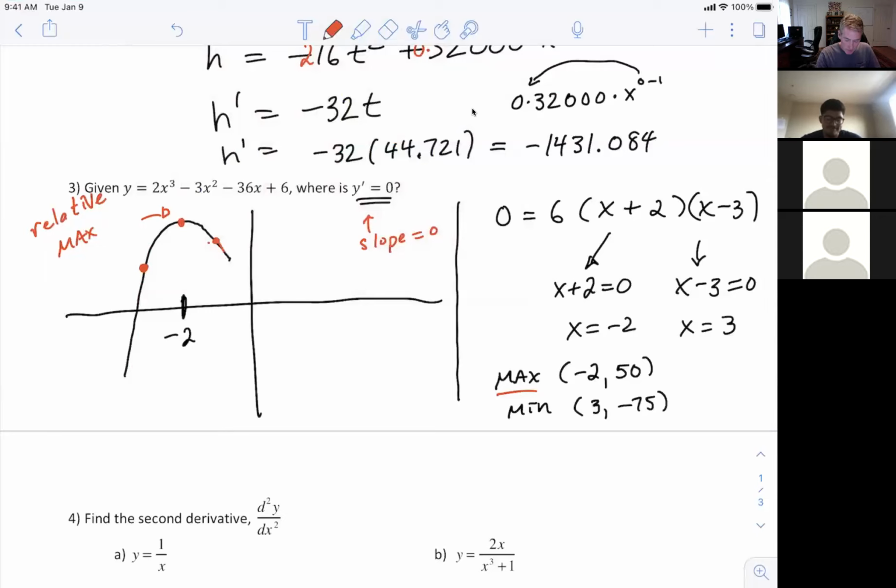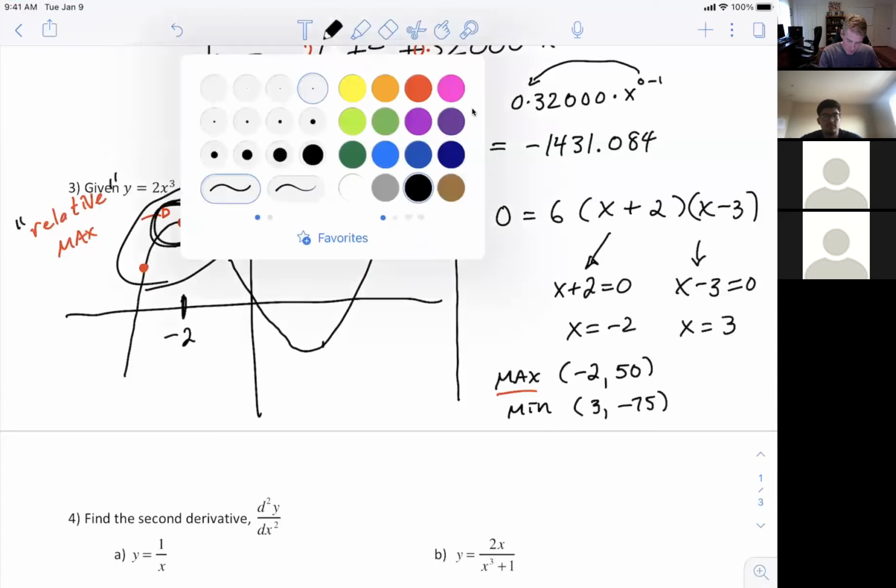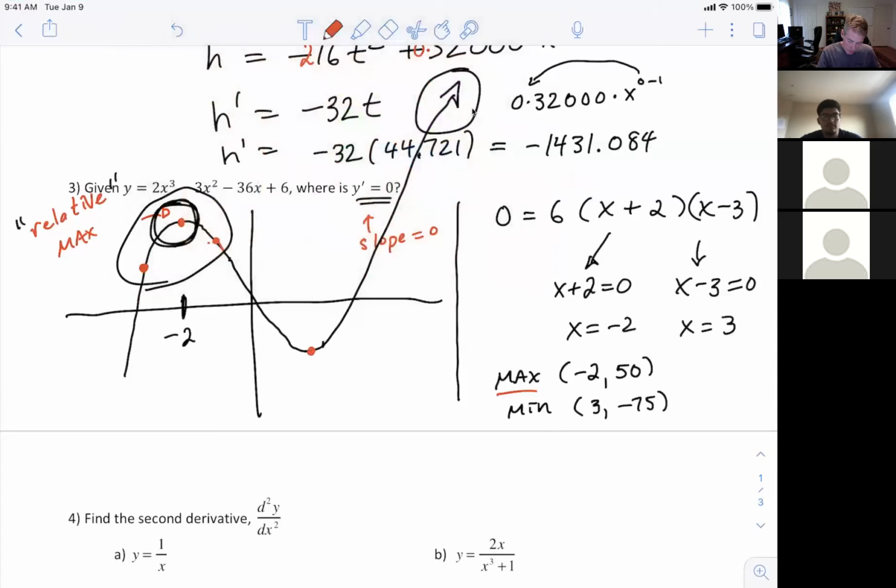Because relative max is referring to this. If you look at the rest of the graph, is this really the biggest or the maximum it ever gets? Well, it went down and then it went back up like this. So when it's over here, it's actually at a higher point than this. The relative means in its own neighborhood. So within its own neighborhood, that is the tallest point. And then this one would be the relative min, or relative minimum, because in its own neighborhood, that's the lowest point.